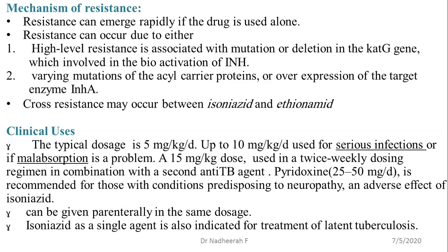Pyridoxine is recommended for those with conditions predisposing to neuropathy, such as diabetes, and adverse effects of isoniazid. Isoniazid can be given parenterally in the same dose, and isoniazid as a single agent is also indicated for treatment of latent tuberculosis.